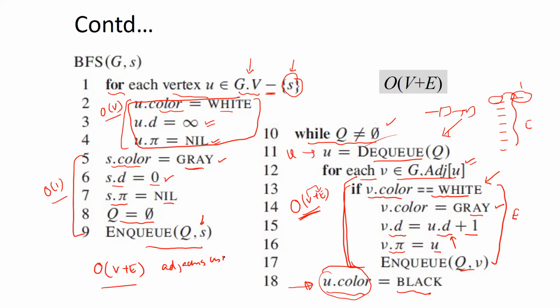If you are using an adjacency matrix, in that case it will go for V square time, because for a given vertex V you will have to explore again. If I want the adjacent vertices for a given vertex V, you have to explore all the column entries for that, and for a given vertex V again you have to search all the column entries where one is present. So it will go for V square steps if you are using the adjacency matrix representation.